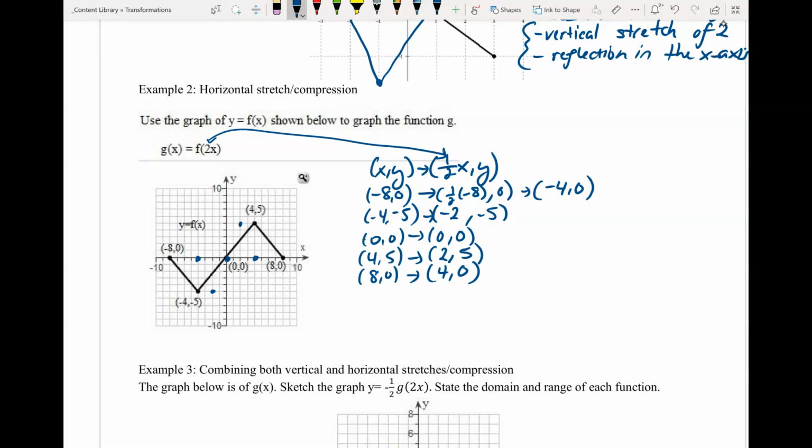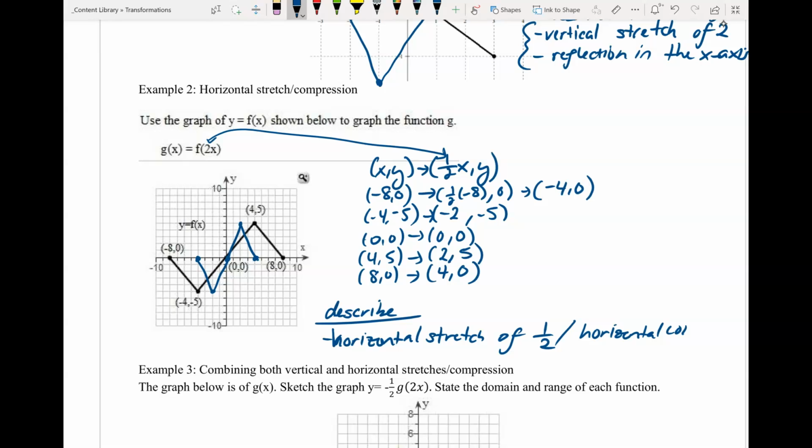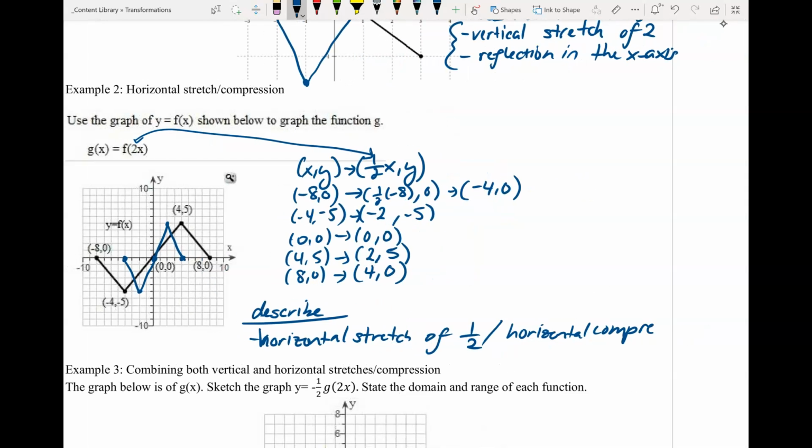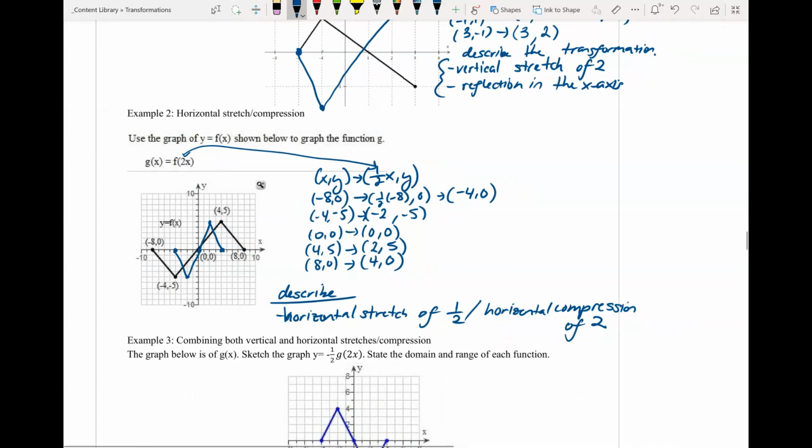And then graph them in order from left to right. And that is our new graph. If you want to describe your transformations, you're going to say there is a horizontal stretch of a half. You could also say horizontal compression of 2. One of those are absolutely fine.